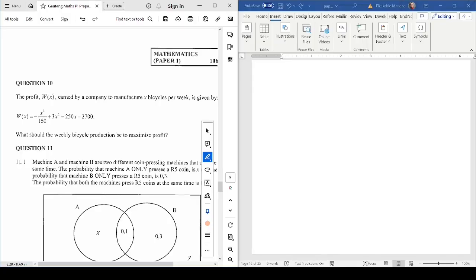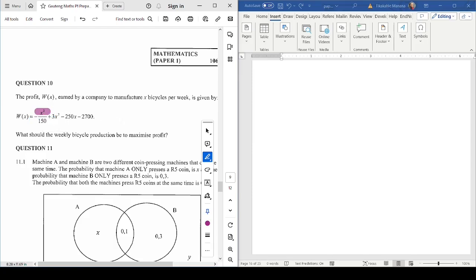Okay, let's look at question number 10 now. It says the profit, given by W(x), earned by a company to manufacture x bicycles per week is given by this equation here. What's important to note is that this equation is actually a cubic function, and it is negative. It's a negative cubic function, as you can see.